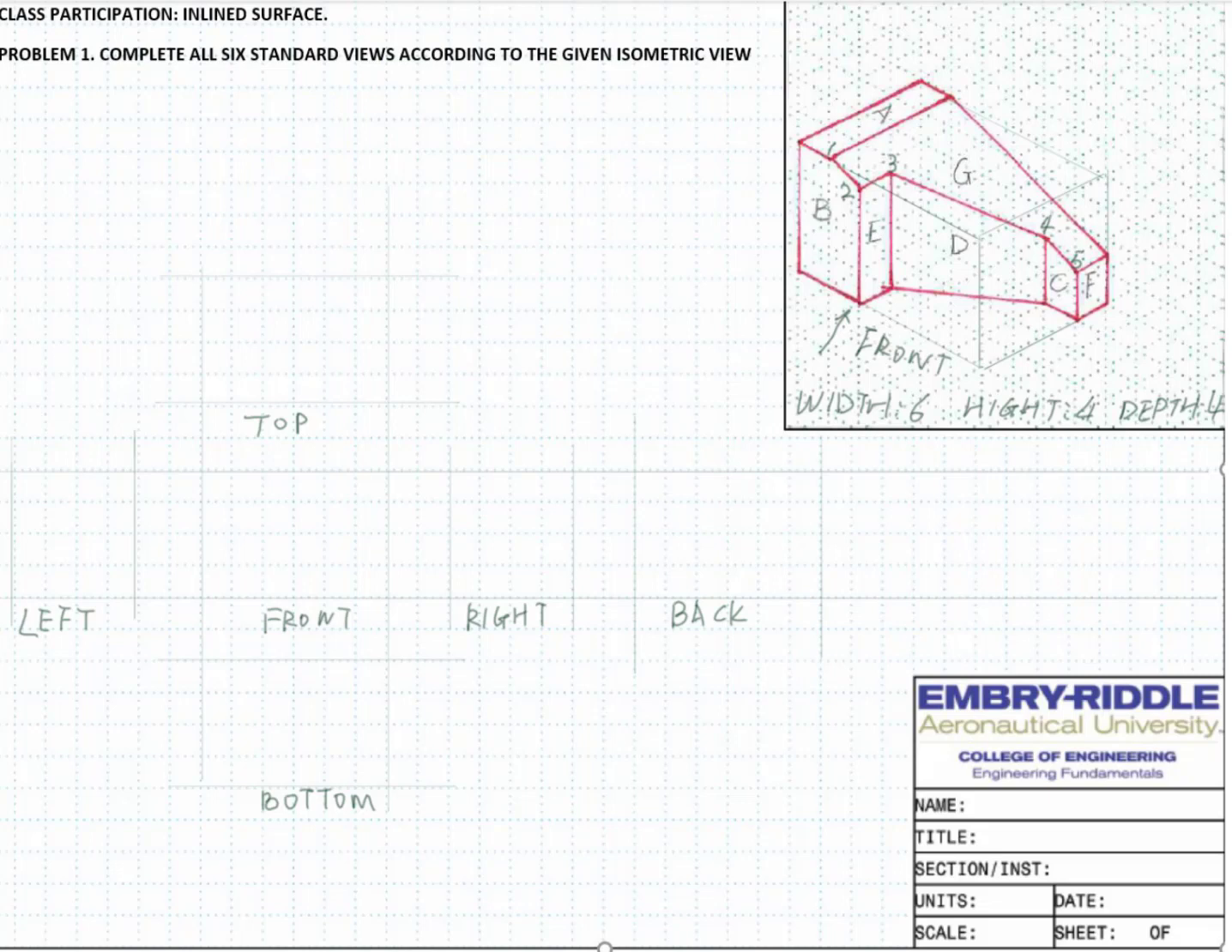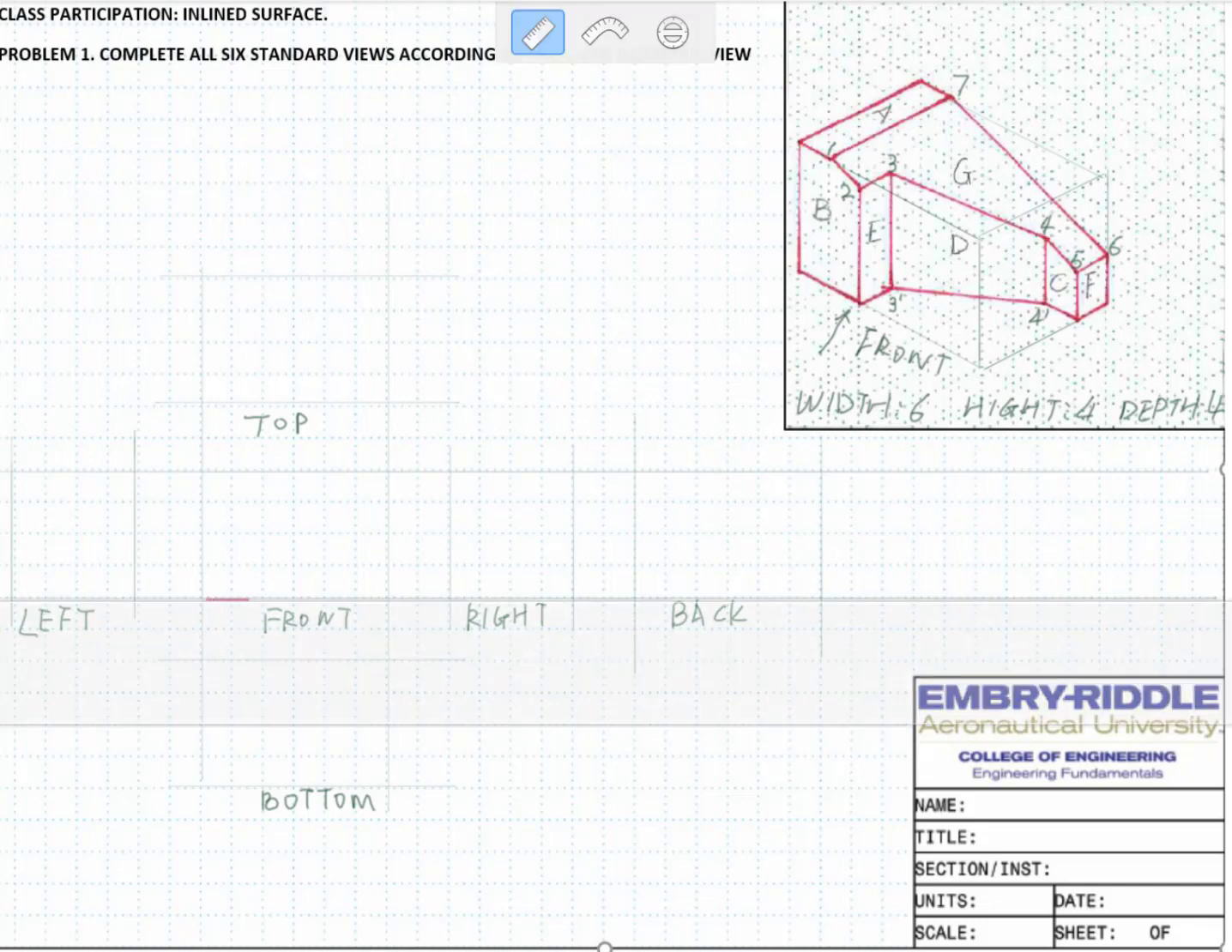Inclined surfaces will not appear as a true size. They always show as edges or foreshortened surfaces in the orthographic projection. Let's make sure that we mark the numbers in the isometric view so we can track where they are in the orthographic projection.